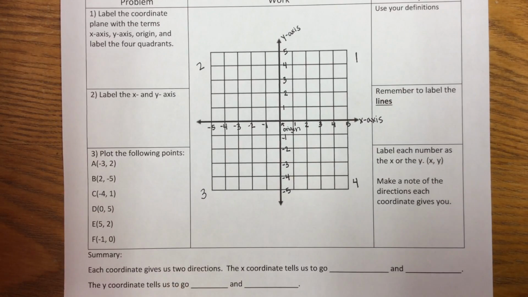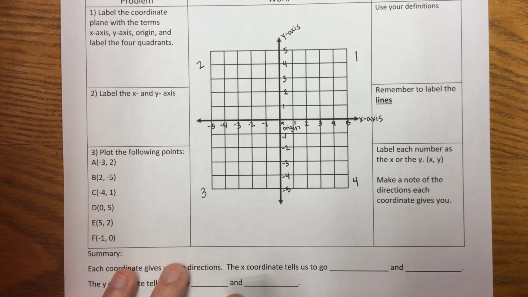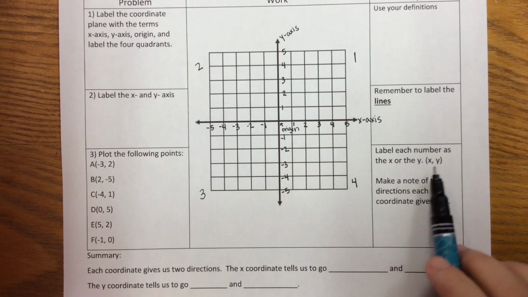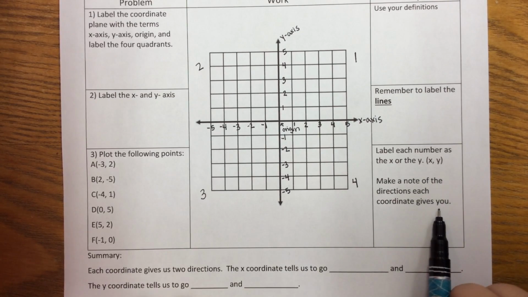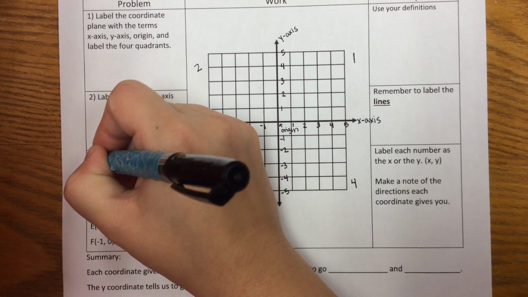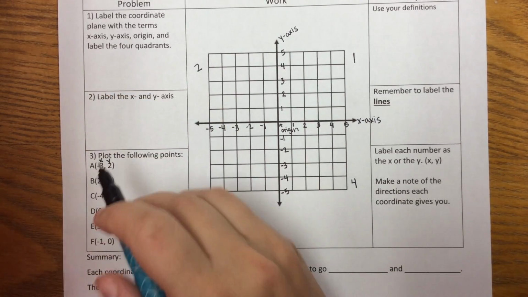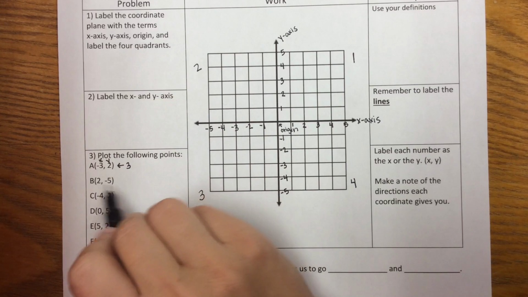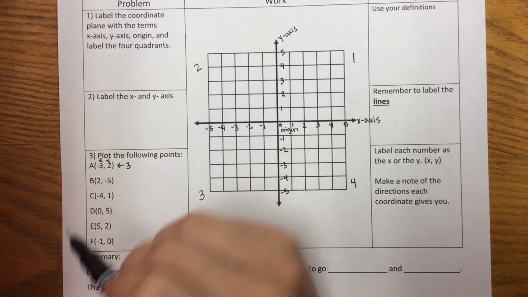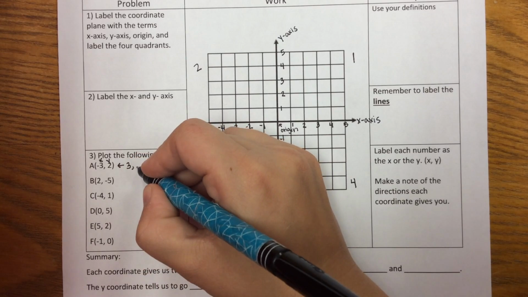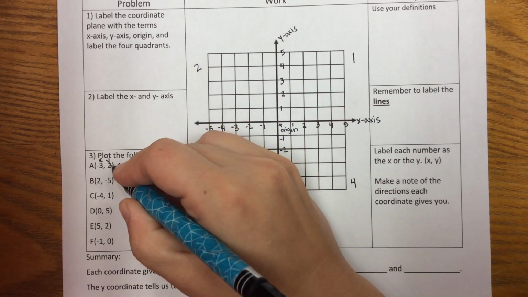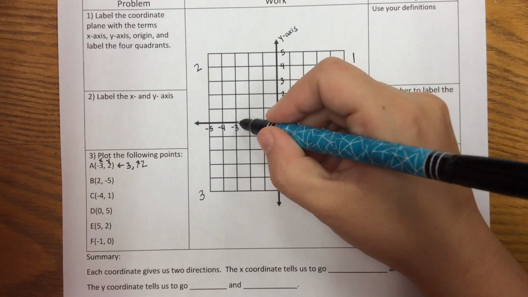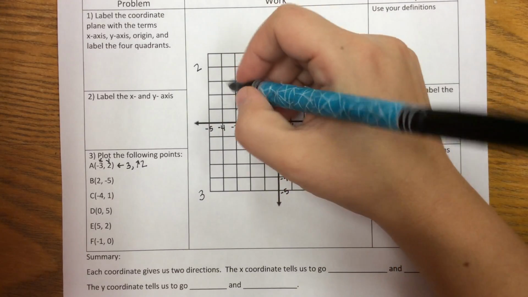Okay, last example, or last part of this. We're going to plot the following points. So we want to label each number as x or y, so it always goes x, y. We're going to make a note of the directions each coordinate gives you. Okay, so on point A, we have x, y. Okay, so x is -3. That tells us to go left 3. Because x tells us to go right or left. And since it's negative, we go left. Left is negative. And then 2 is positive, so we're going to go up 2, because y tells us to go up and down. Okay, so I start at the origin, and I'm going to go left 1, 2, 3, up 1, 2. And that is point A.